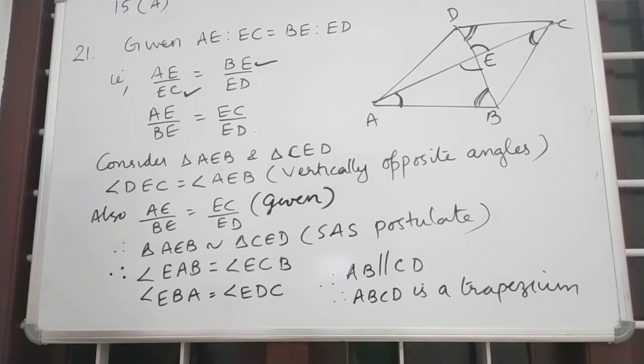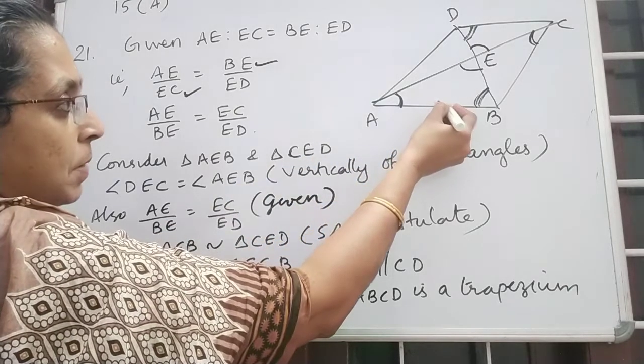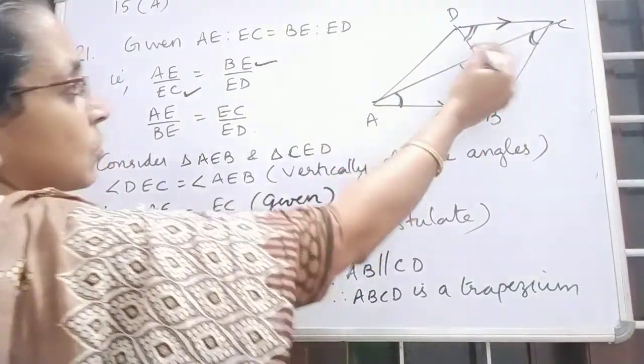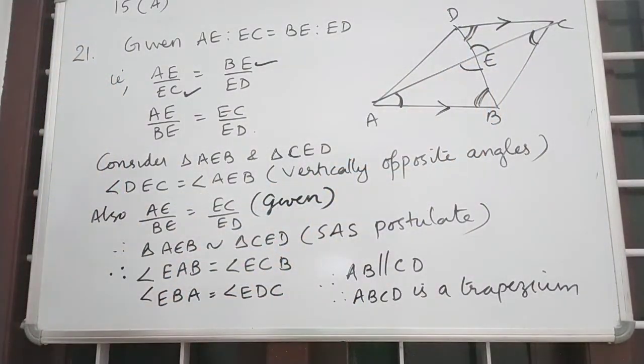One pair of opposite sides being parallel is the condition for a trapezium. If both pairs of sides are parallel, then it will be a parallelogram. If one side is parallel, we can say that it is a trapezium. Now we got AB is parallel to CD, so we can say that ABCD is a trapezium.